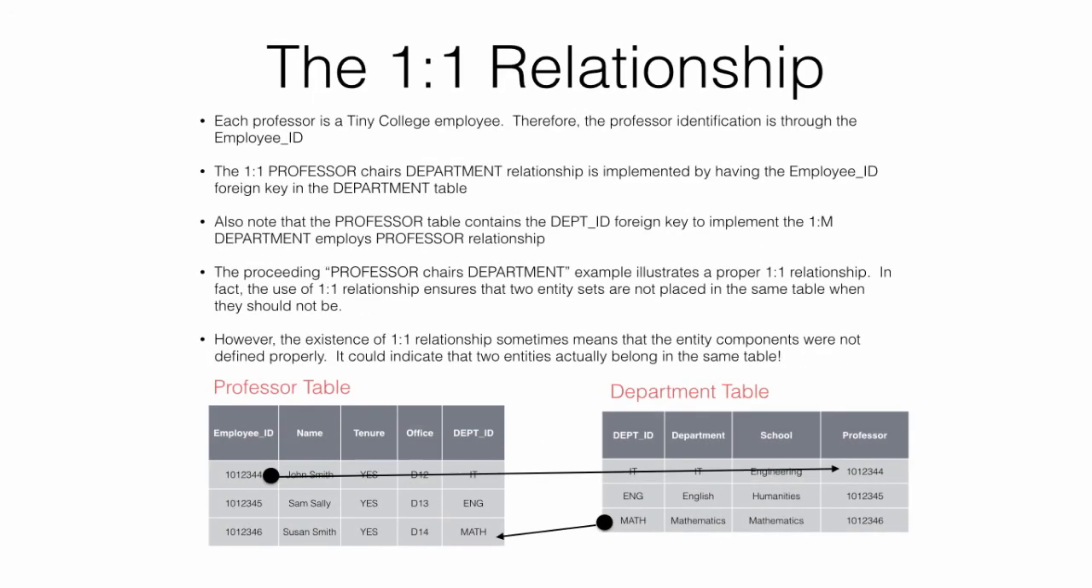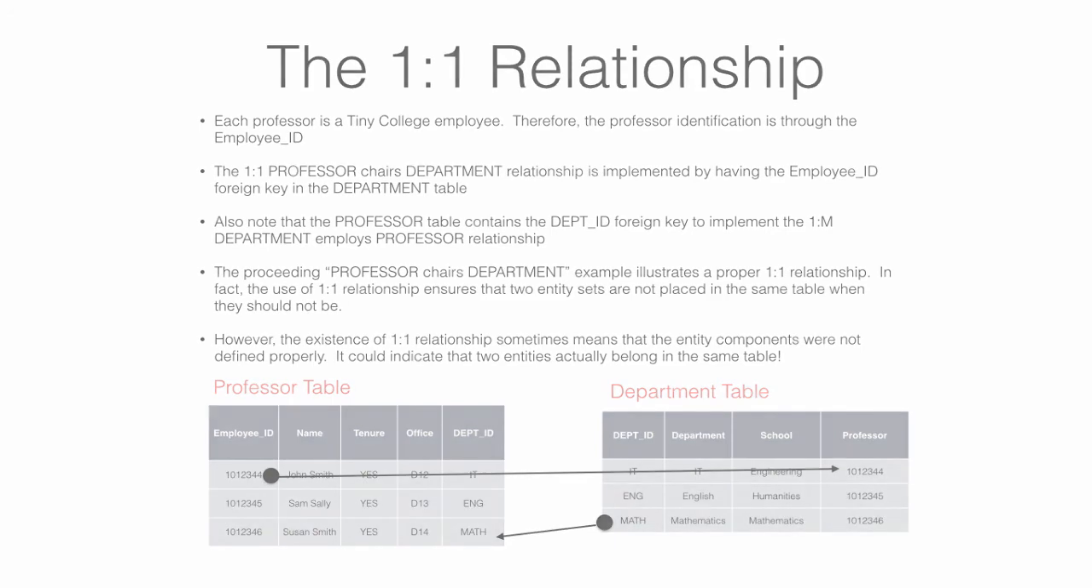So as mentioned before, each professor works for the college, and therefore the professor identification is through the employee ID. The one-to-one professor chairs department relationship is implemented by having an employee ID as a foreign key in the department table, as you can see by the arrow pointing across. Also, the professor table contains a department ID foreign key to implement the one-to-many relationship in the department table. So that's the second arrow there. You can see that the department ID is referenced in that professor table.